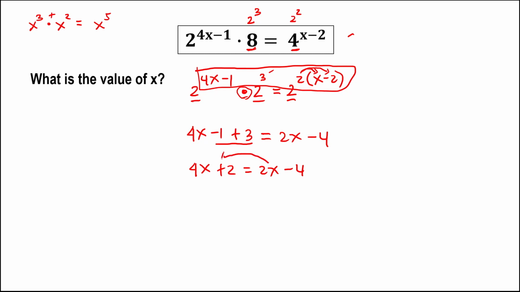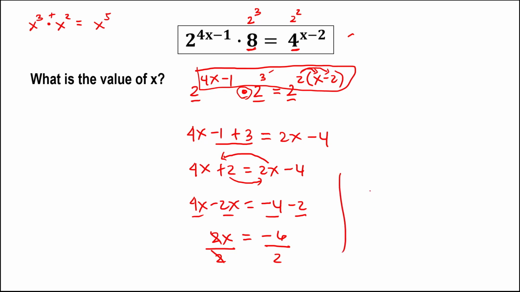Then transpose this positive 2x. So this becomes 4x minus 2x equals, transpose this positive 2, so we have negative 4 minus 2. Then this 4x minus 2x is equal to positive 2x equals negative 4 and negative 2. This is negative 6. Then divide both sides by positive 2. So therefore, x equals negative 3.